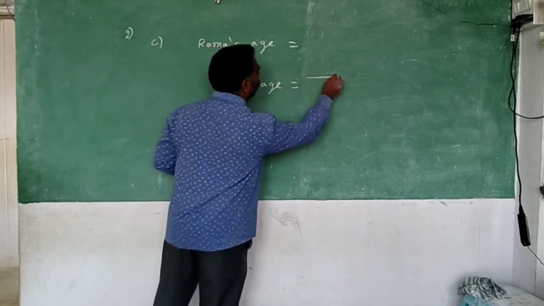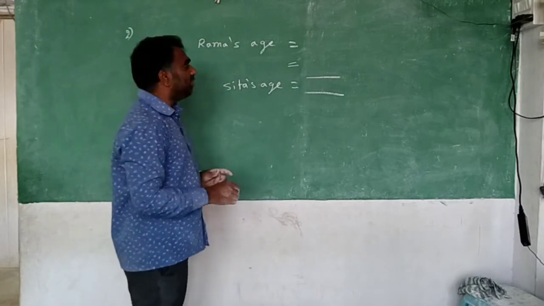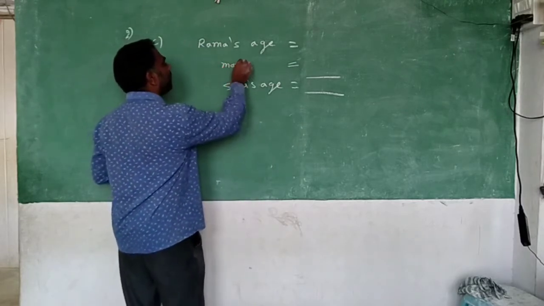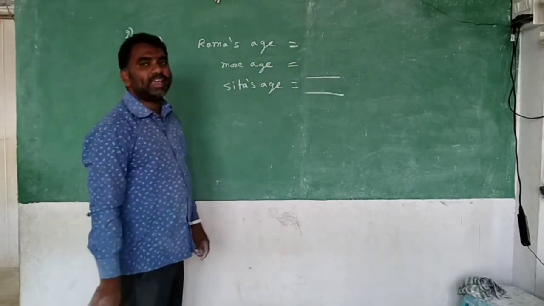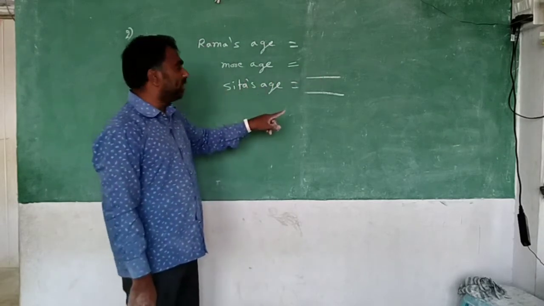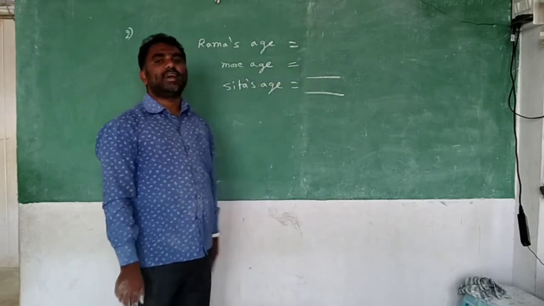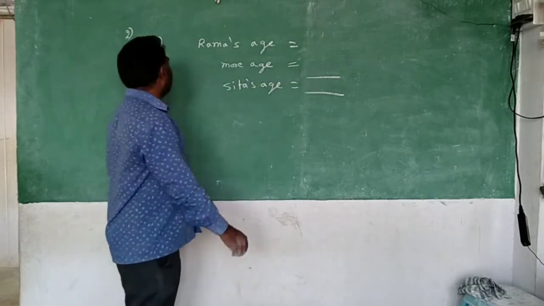Sita's age you are going to find. And one more thing, you know that 18 years. What is the 18 years? So more age. So you are finding one more age. How much more age is there? 18 years is there. You write here. Then Sita's age, how do you get it? Yes, by doing addition, we will get Sita's age. Okay? Okay, you can do it.